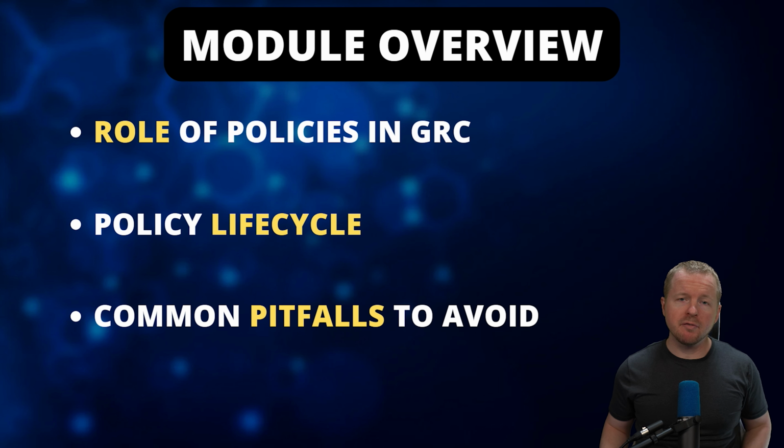First, let's start with an overview of what we're going to cover in this module. First, we're going to start by understanding the role that policies play in the GRC framework and the distinctions between things like policies, standards, procedures, and guidelines. It's really important that you understand that difference. Then we're going to explore the stages of the policy lifecycle from creation to retirement and identify the key stakeholders that are involved in each of those stages. Finally, we're going to discuss what makes an effective policy and the common pitfalls that you want to avoid.